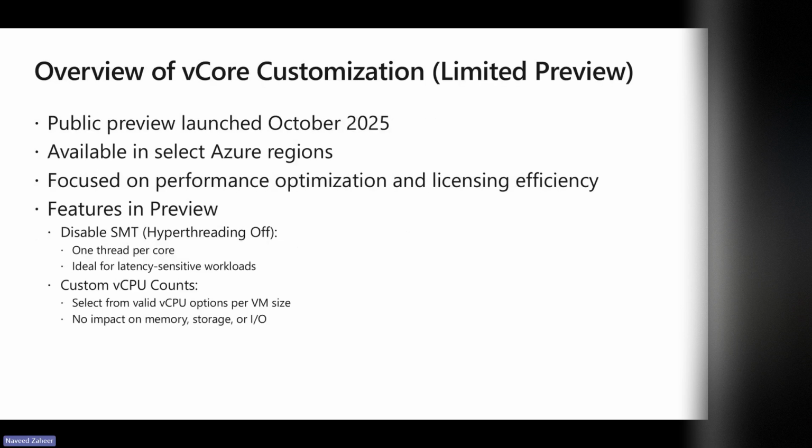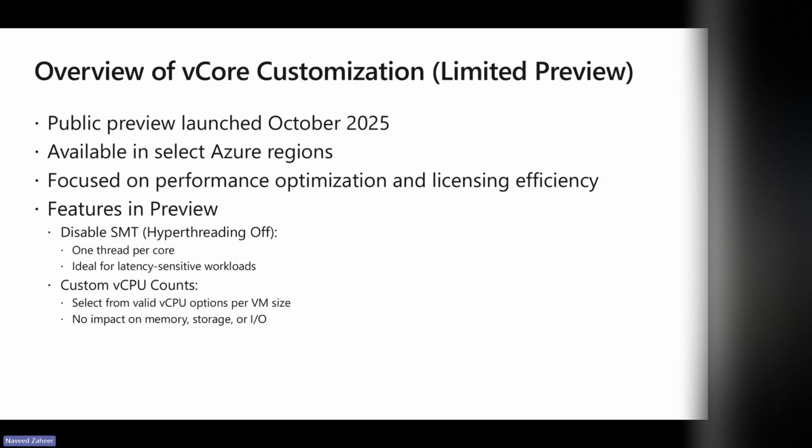So let's move on to the next topic, which is the customization. This is a very powerful feature, vCore customization. Let's talk about what this feature brings to the table. Let's talk about a use case. Let's say you have a workload running on Azure that needs the entire core at its disposal. It needs one thread, it doesn't need hyper threading. It has to use a single thread, one thread per core. So that's how you can do that.